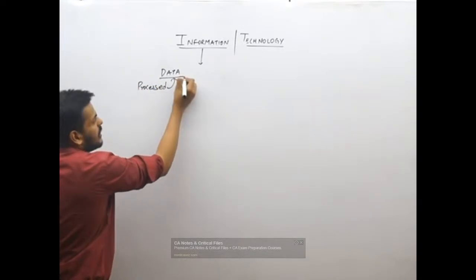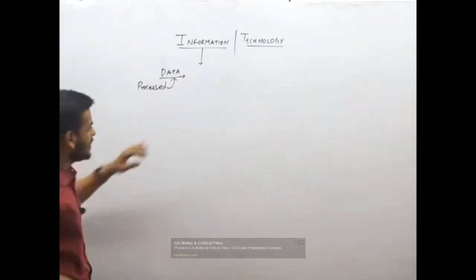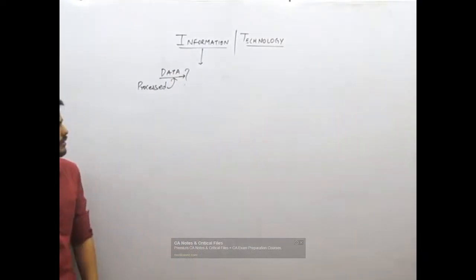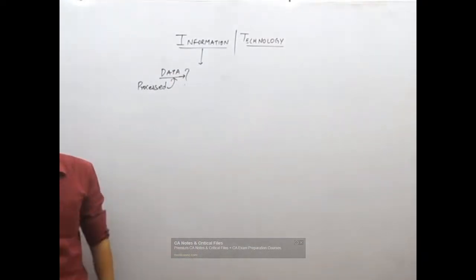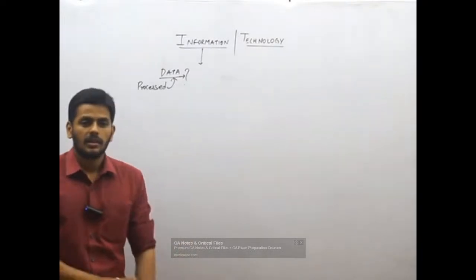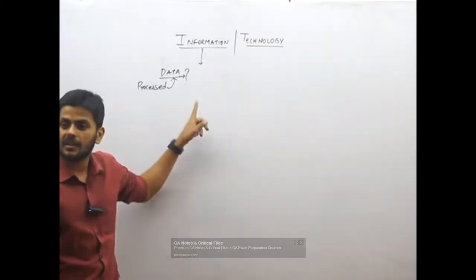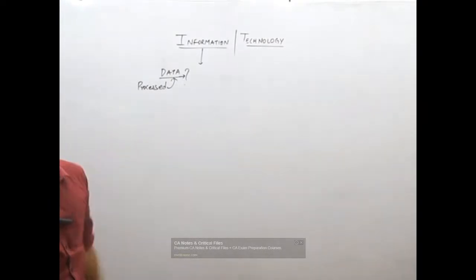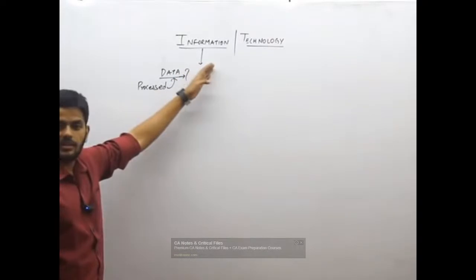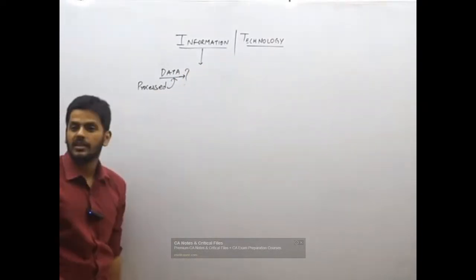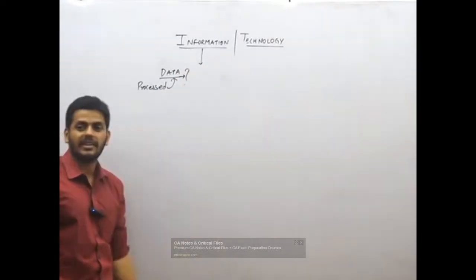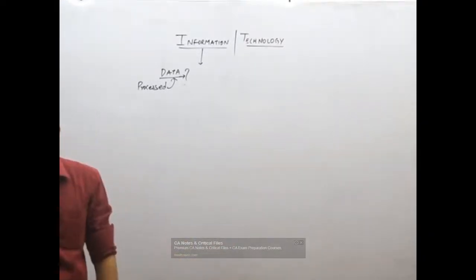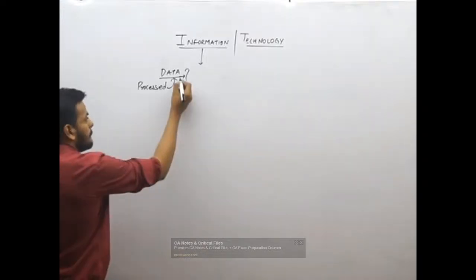First of all, you gave me this word data. I asked you what is information, and you are giving me another word which I don't know the meaning of now. An answer to one question should not be another question. I asked you a question, you should give me an answer, not one more question. So I don't know what is data. Tell me what is data now. You said data. What is data?